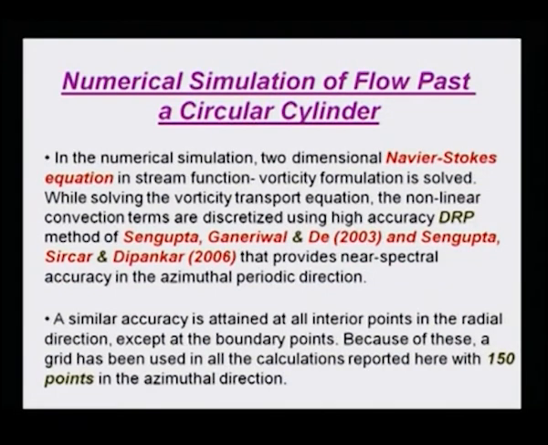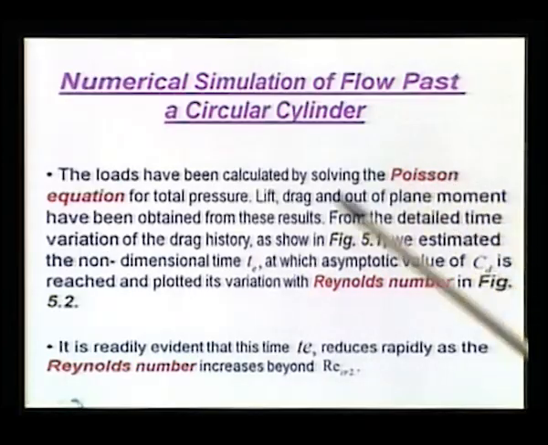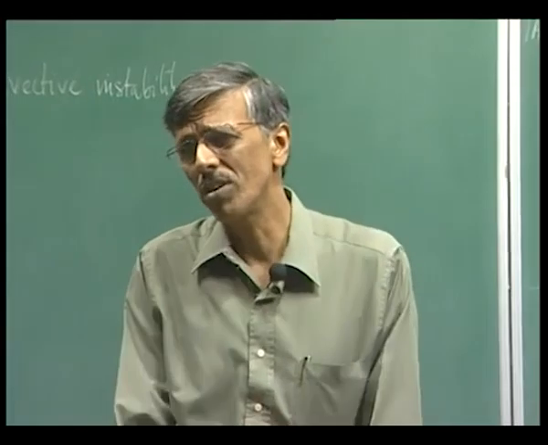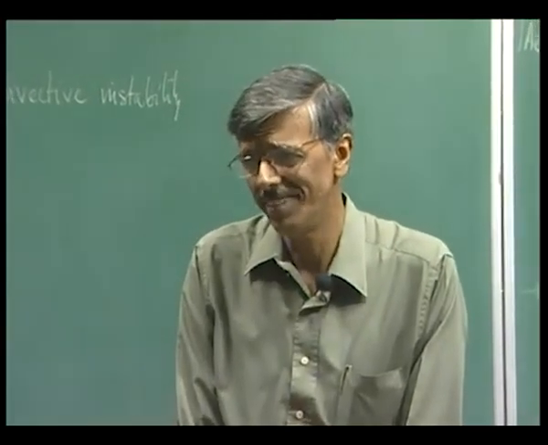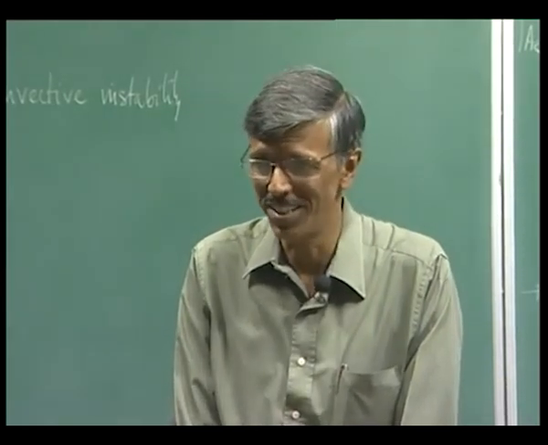We have this accuracy so much high that we can do calculations with very few points in azimuthal directions as well as in the wall normal directions. And the loads, the lift and drag and the pitching moment are obtained by solving the Poisson equation for total pressure. Now, what is the Poisson equation for total pressure? It is nothing but that same energy equation that we wrote down.